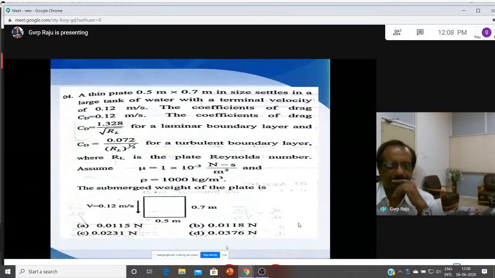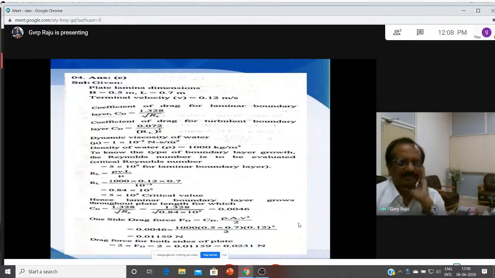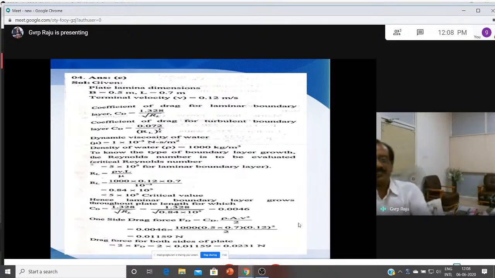So the plate dimensions are given, so width is 0.5 meter, simple problem. Width is 0.5 meter and length is 0.7 meters here. Terminal velocity is given as 0.12 meters per second, and he has given the coefficient of drag for laminar boundary layer and for turbulent boundary layer. Dynamic viscosity of the water is given as 1 into 10 power minus 3, and density of water is given as 1000. To know the type of boundary layer growth, you need to use Reynolds number here.